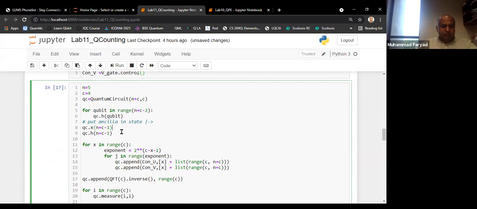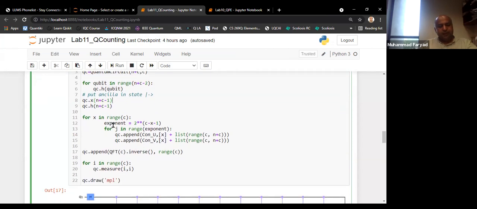Okay, so you see that I have applied the Hadamard on everything except for the last 2 qubits. The last qubit is put in the negative state, and the second last qubit is not touched. And then I'm using the same scheme as in the quantum phase estimation. I'm preparing this exponent 2 power c minus x minus 1, and then I'm applying that exponent number of times my control U gate and my control V gate.